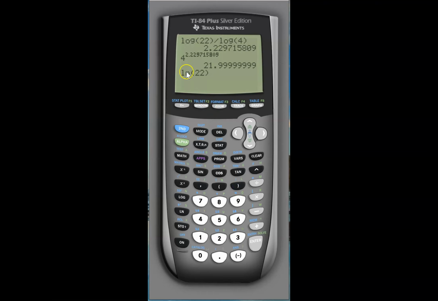So put my new log with my new base of my old input, divide that by my new log of my new base of my old base. And it'll give me that same power, 2.2297-ish if I round it. So either one, the LOG or the LN button will work. And what it effectively calculated for me here is the log base 4 of 22.